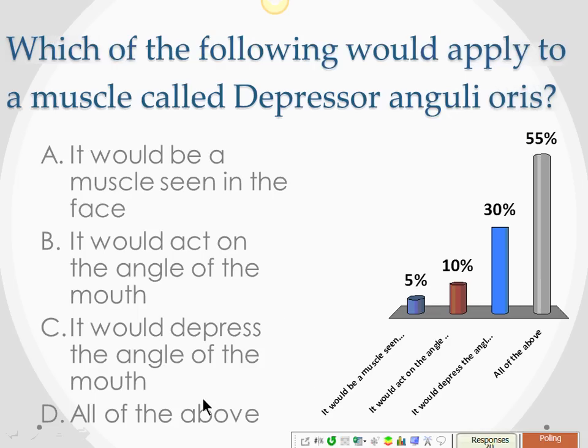It would be all of the above, okay? Because it would be a muscle seen on the face, if it has to depress the angle of the mouth. It would act on the angle of the mouth, and it's called depressor, so it would depress it, okay? So all three statements apply to this muscle.